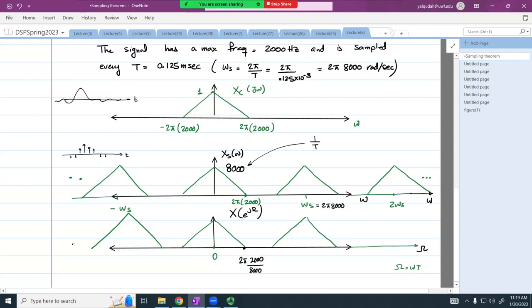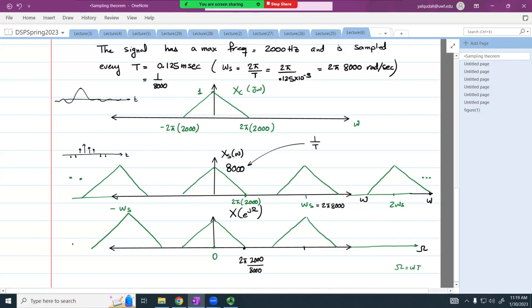Is that clear? Anybody following? All we're doing is taking this axis. It used to be w. We're going to change the label to omega. Omega is equal to w multiplied by t. So each one of these frequencies has to be multiplied by t, which is equal to 1 over 8,000. Again, t is equal to 1 over 8,000.